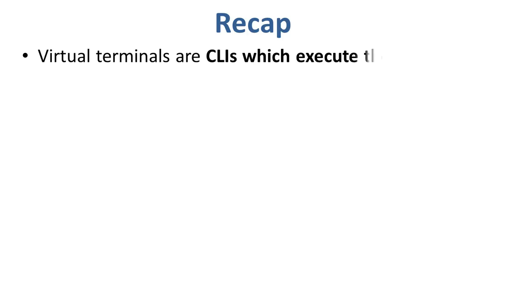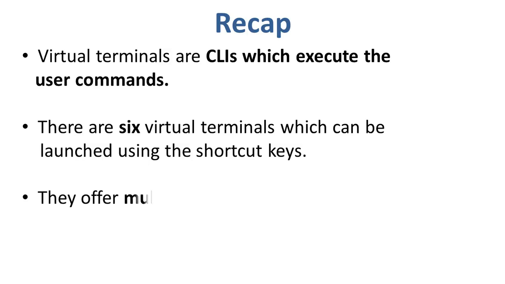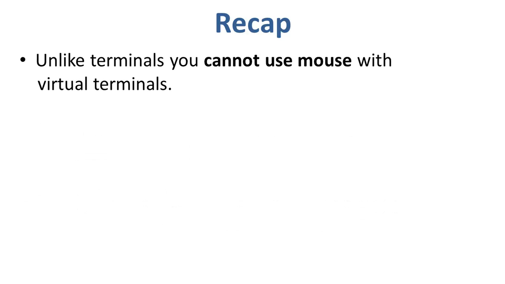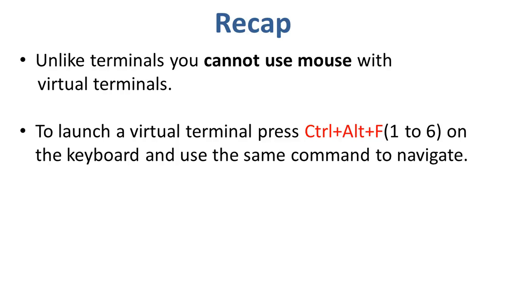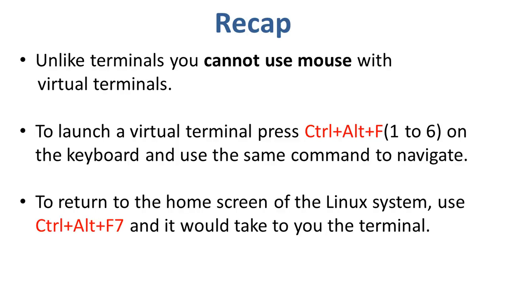Let us do a quick recap. Virtual terminals are CLIs which execute the user commands. There are 6 virtual terminals which can be launched using the shortcut keys. They offer multi-user environment and up to 6 users can work on them at the same time. Unlike terminals, you cannot use the mouse with virtual terminals. To launch a virtual terminal, press Ctrl plus Alt plus F1 to F6 key combination on the keyboard and use the same command to navigate. To return to the home screen of the Linux system, use Ctrl plus Alt plus F7 and it will take you to the terminal.